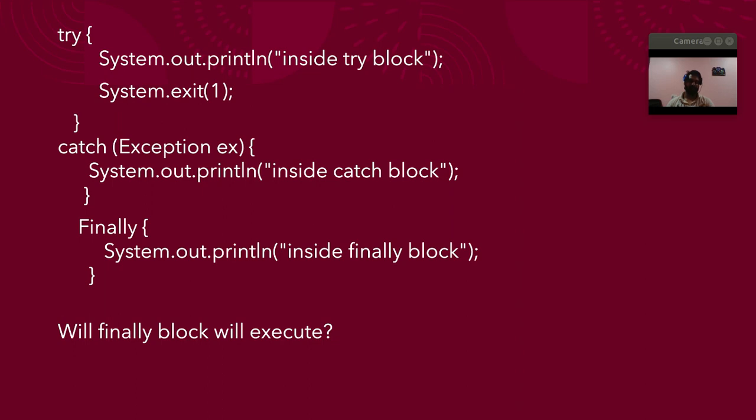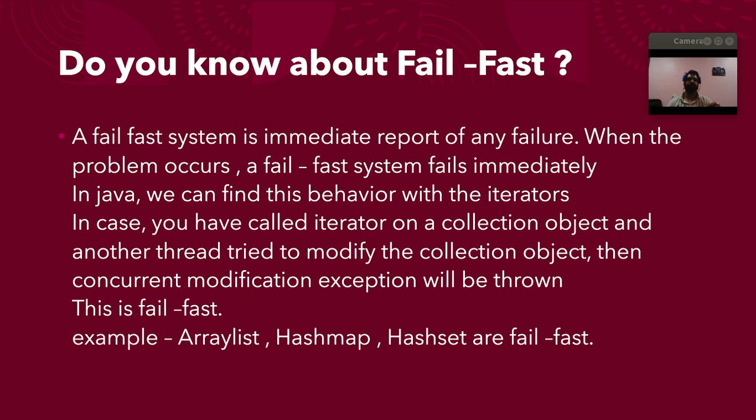So there is an exception case. If the code executes System.exit(1), then the finally block will not get executed. It will simply come out from the try block itself and will not go to the finally block. This is the only case where the finally block will not execute, because System.exit will exit from the try block and will not call the finally block. So the answer is no, the finally block will not get executed, because System.exit is written inside the try block.